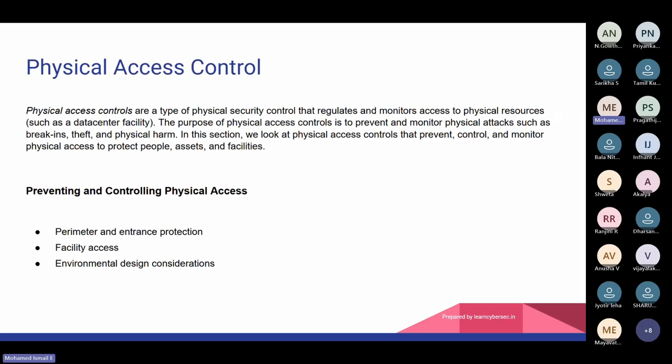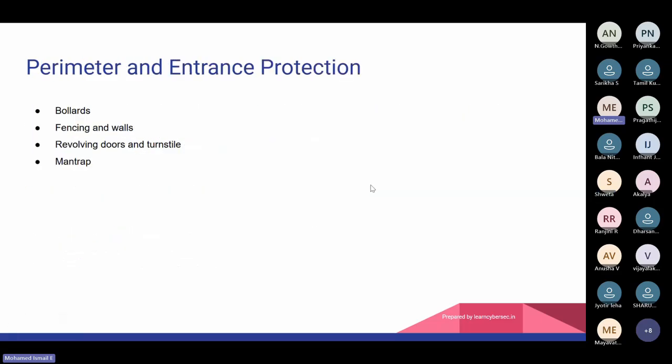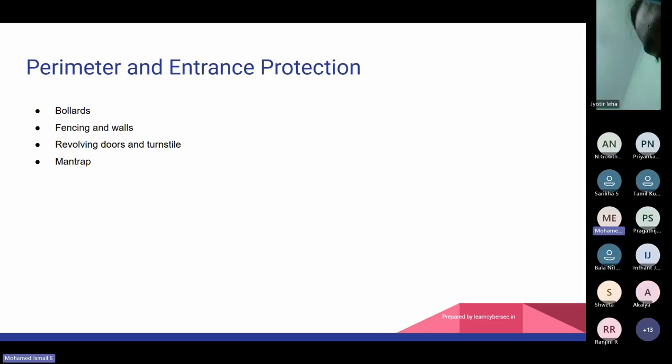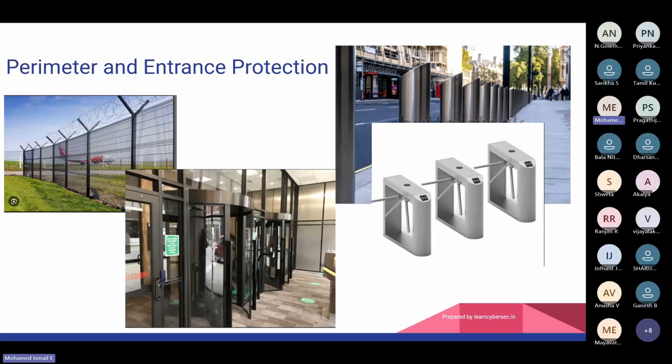The three core things: perimeter and entrance protection, facility access, and environmental design and considerations. These three things you should know. So the first one is perimeter and entrance protection. You might have seen these 4 items in every company's entrance: bollards, fencing and walls, revolving doors and turnstiles, and man trap. If you visit any company or airport or metro station or any industry area, you might have seen these 4 items. Any one must be deployed for protection.